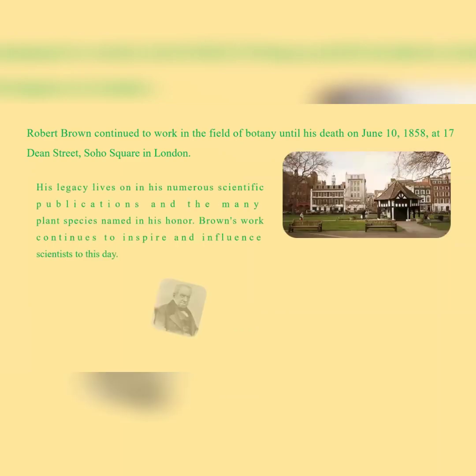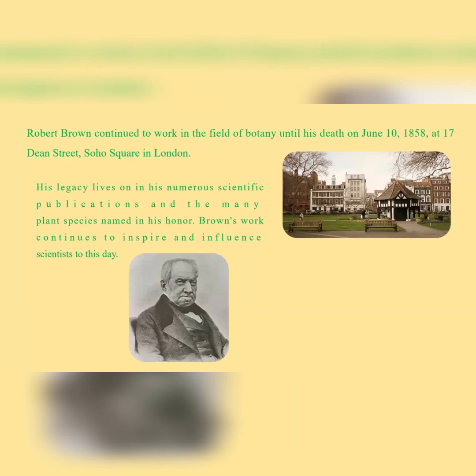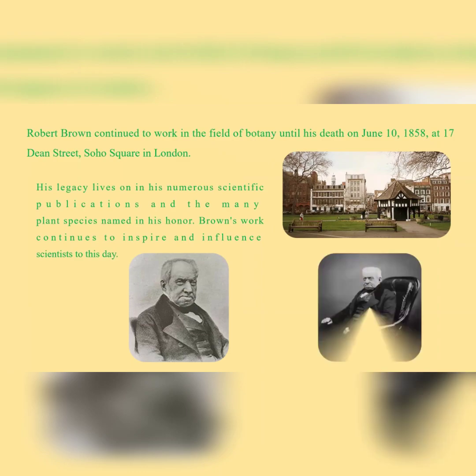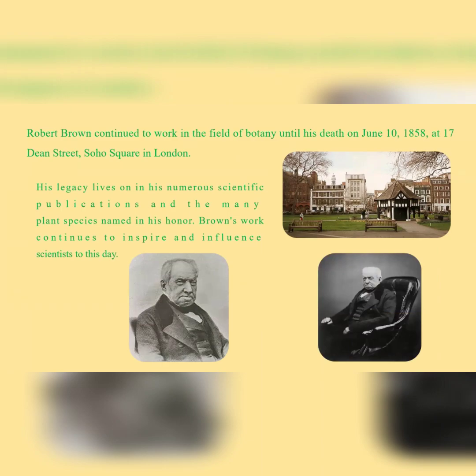Robert Brown continued to work in the field of botany until his death on the 10th of June 1858 at 17 Dean Street, Soho Square in London. His legacy lives on in his numerous scientific publications and the many plant species named in his honor. Brown's work continues to inspire and influence scientists to this day.